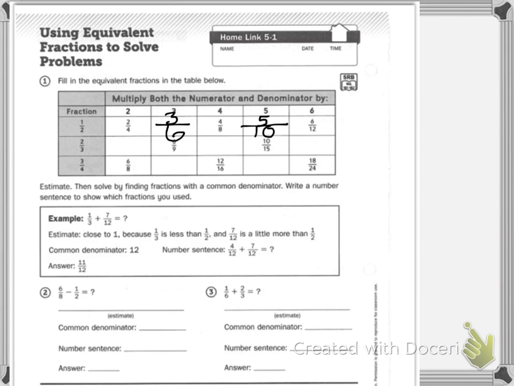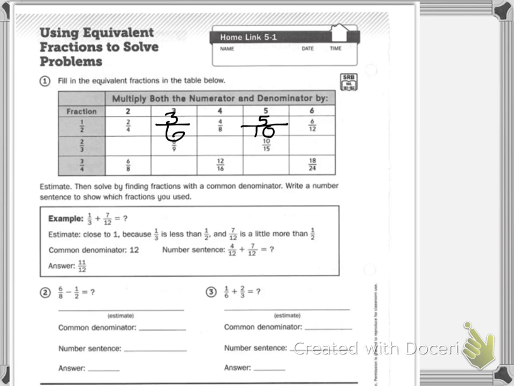It says 1/3 plus 7/12 equals question mark. The estimate is close to 1 because 1/3 is less than 1/2, and 7/12 is a little more than 1/2. Common denominator is 12. My number sentence is 4/12 plus 7/12 equals question mark. My answer then is 11/12. So let's take a look.